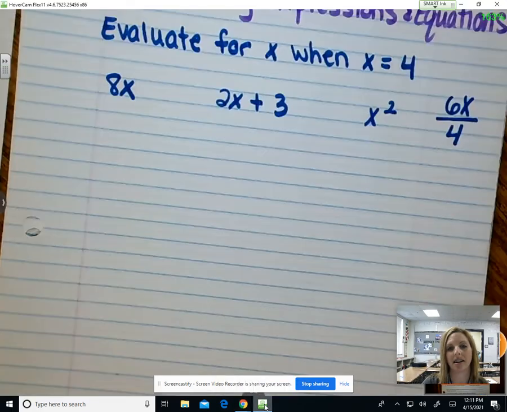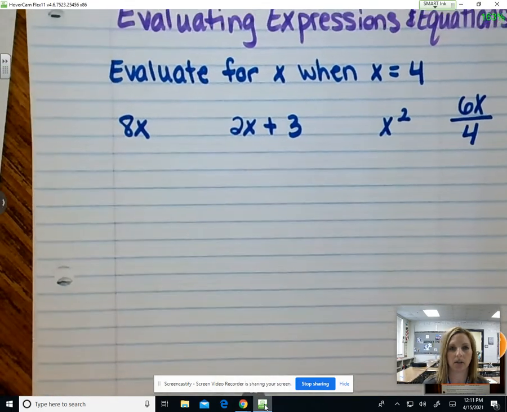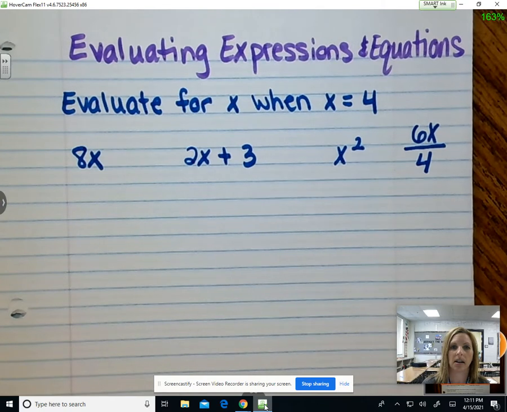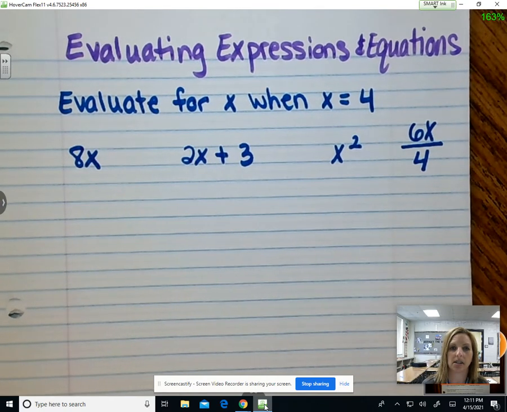Hi guys and girls, these are directions for your station on evaluating expressions and equations. I'm going to go through a few example problems for you and then you can get started on your worksheet.